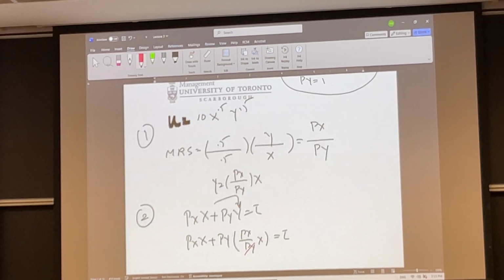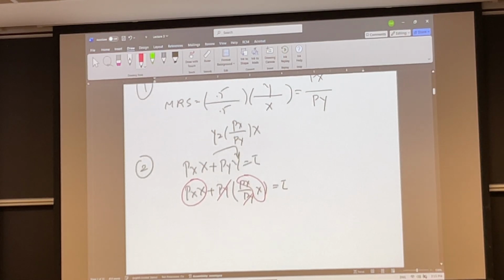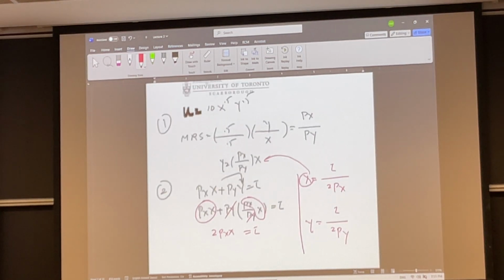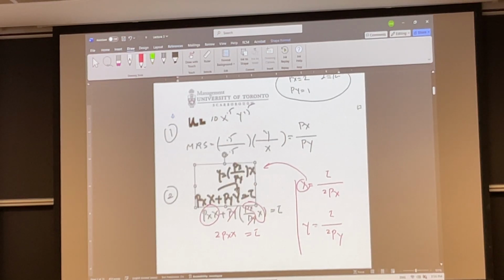That will cancel out. You have 1 here, 1 there. That's 2, right? And that will be demand for X. Right? I find demand for X. Then I can take this one and plug it there and find demand for Y. Last session, we just solved for these numbers and we got 25 and 50.